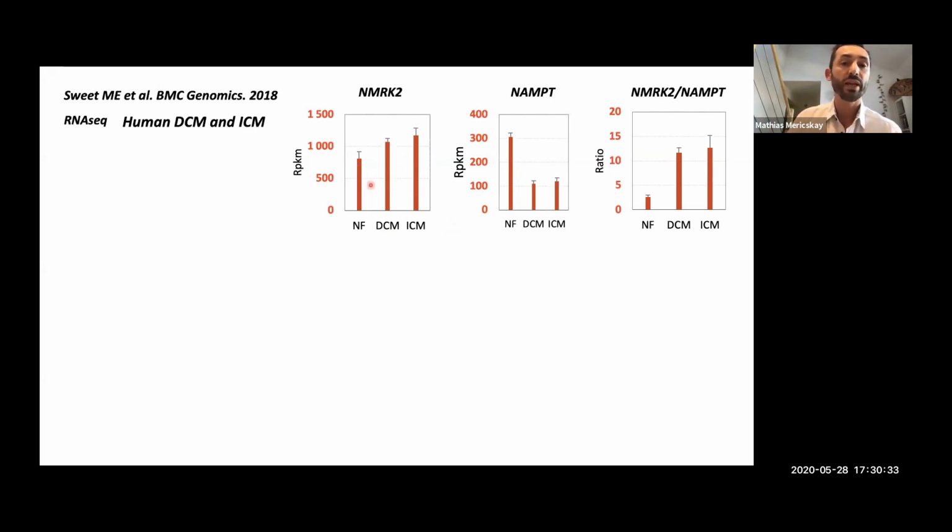The reason for that is maybe that NMRK2, on the contrary to what we saw in mice, has at baseline in a non-failing heart a relatively high level of transcript expression already. It's actually higher in terms of RPKM and normalized reads than NAMPT. But there is still a slight increase, and finally, the end result is that the ratio of NMRK2 and NAMPT is really increased in the context of disease in dilated cardiomyopathy, but actually, as we can see in this data set, as well in ischemic cardiomyopathy.